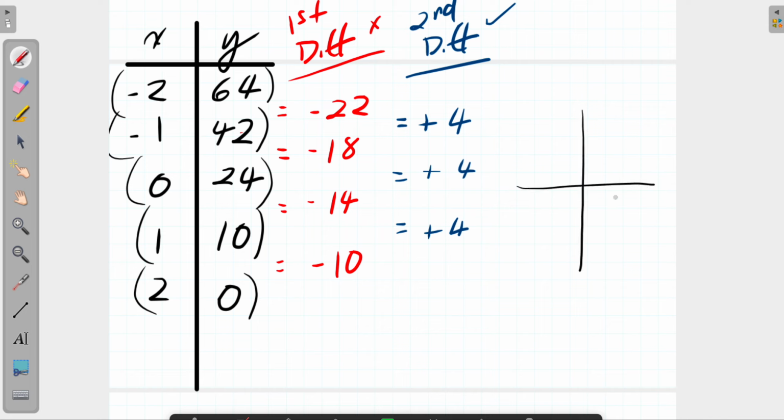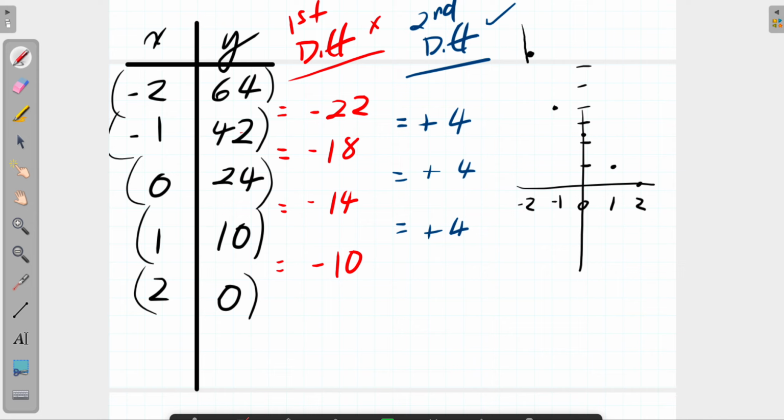But let's say we're on a graph. We have -2, -1, 0, 1, and 2. I'll do my best to represent this well. Say 10, 20, 30, 40, 50, 60. At -2, we're at 64-ish. Here we're at 42. 1, 2, 3, 4. It's about here. 0 is at 24. I think that's about there. 1 is at 10. 2 is at 0.